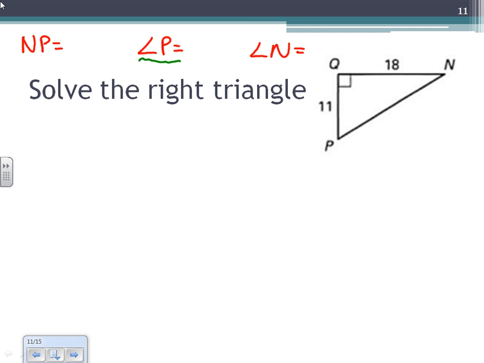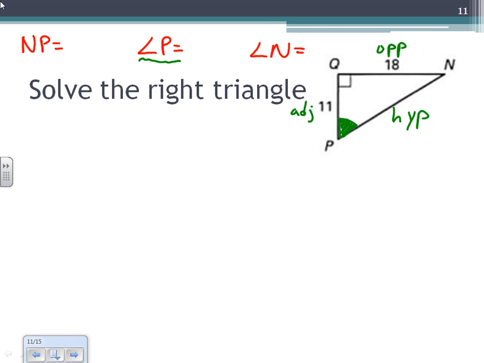Alright. So now, angle P. Let's highlight angle P. Okay? And now, we need to label our sides. So what is the 18 going to be, Jasmine? Opposite. The 11, Luis, would be the adjacent. And the NP then, Mackenzie, will be the hypotenuse.